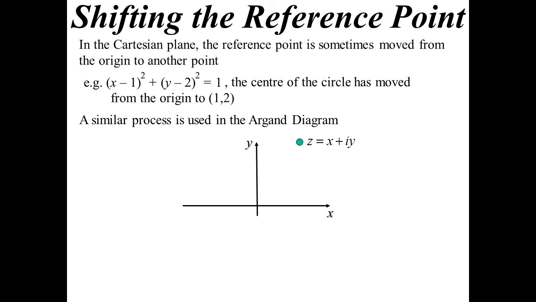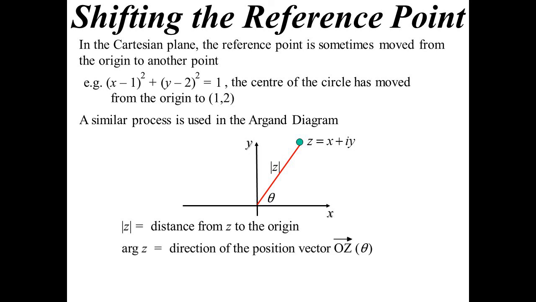So there is our complex number x plus iy, which could be represented by that particular vector there. So the modulus of z means the distance from z to the origin. And the argument of z, that's the direction of that particular vector. But what about if I join z to a different point? I'm going to join it over there to w.